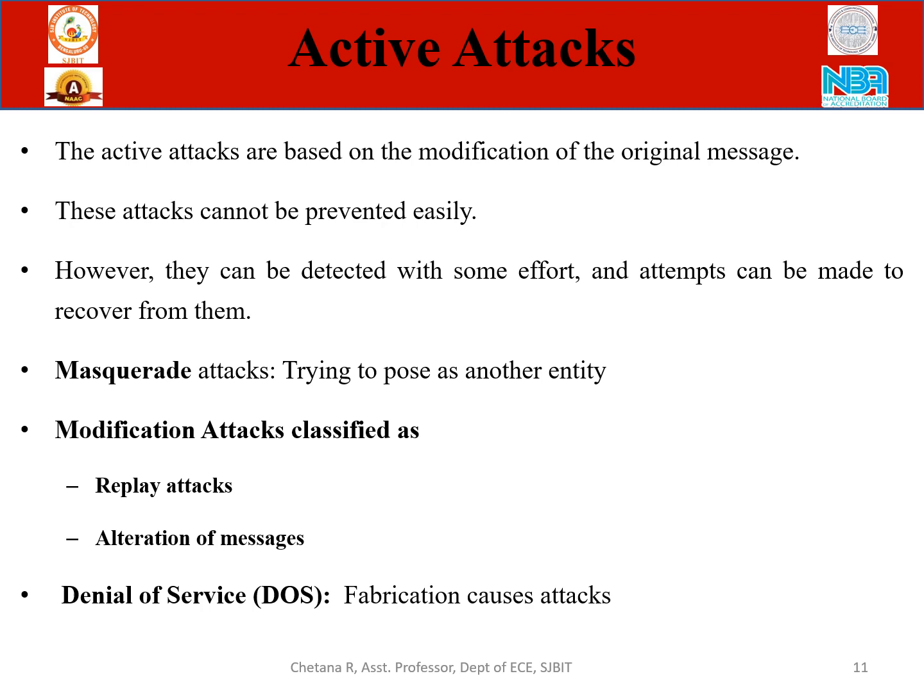In masquerade attacks, you are trying to pose as another entity, so authentication comes into the picture. Instead of A sending the message to B, C will capture the message from A and C poses as A. This is called masquerade. Another entity, not the actual entity, is involved in the conversation. It is the other person who takes the role of the actual entity. This is called the masquerade attack.